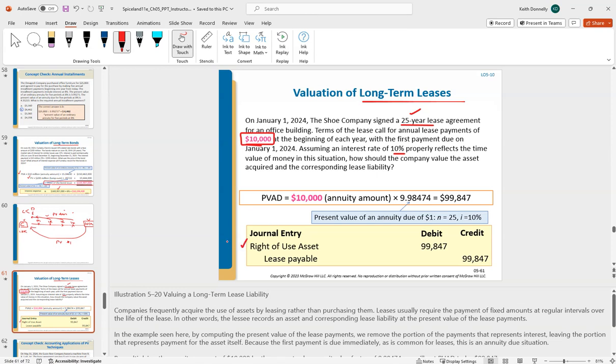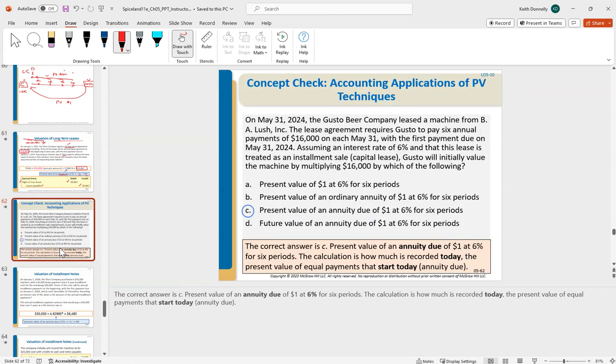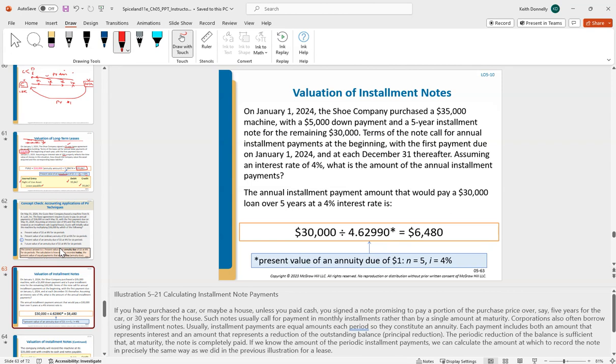Well, the lease is going to be a right-of-use asset. And essentially with it, we're going to treat it like an annuity. We got all those payments on it. We're going to shrink those down, 25 years, 10%. Oh, 99,000. Debit, right-of-use asset, 99,000. Credit, lease payable, 99,000. There's an MCQ you can look at.